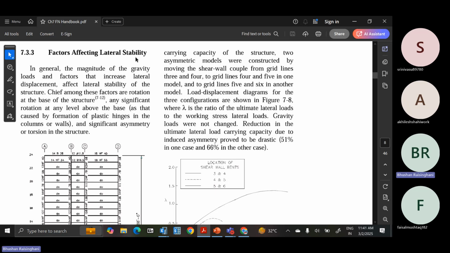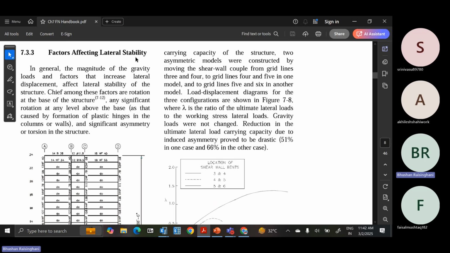So one is the rotation at the base of the building. What if the base is fixed? It will have very little rotation. If it is pinned, it will have high rotation. So the stability depends upon whether the frame is fixed or pinned. Now during the earthquake, in the elastic case, we had considered the base to be fixed. But if the column at the base has yielded, then it will act as a pin connection.